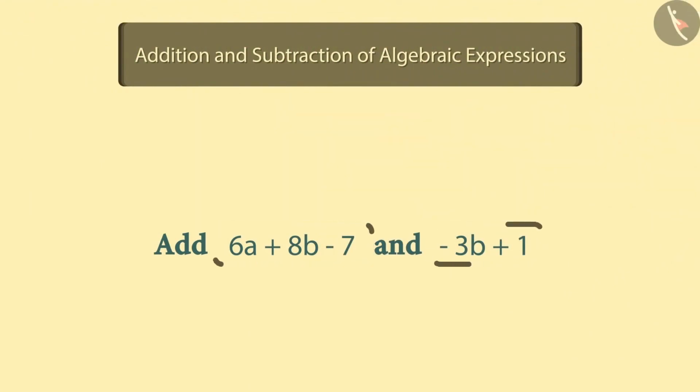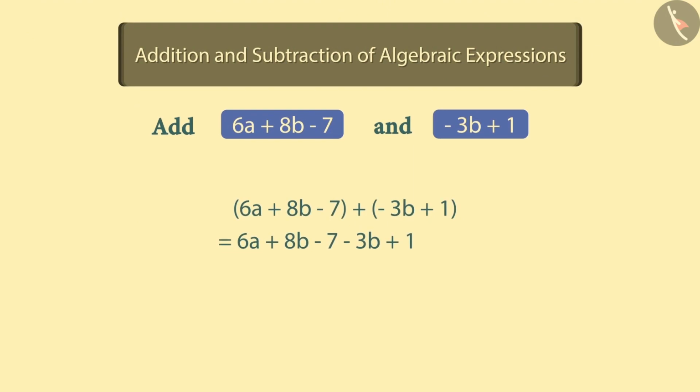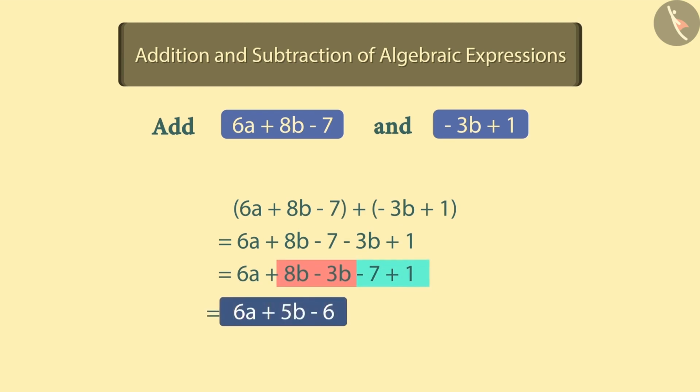Look at these expressions. Let's add these 2 expressions. We get this after opening the brackets. We know that only like terms can be added and subtracted. That is why we group like terms. Now, when we add the pairs of these 2 like terms, we get the result.